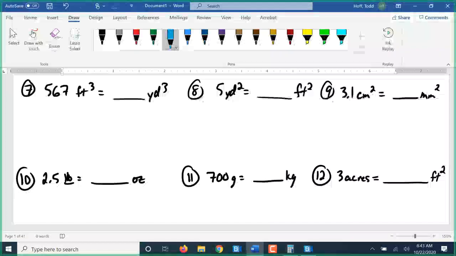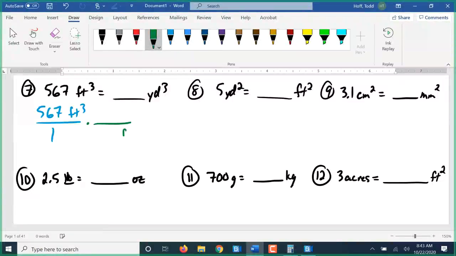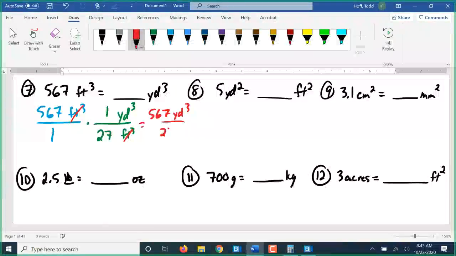Okay, let's take a peek here for the first one. 567 cubic feet. Put that over 1. Getting rid of the cubic feet, so we'll put it on bottom, going into cubic yards. Now 1 yard is 3 feet, but 1 cubic yard is 3 cubed. 3 times 3 times 3 is 27 cubic feet. So that cancels out. 567 times 1 cubic yard is 567 cubic yards over 1 times 27 is 27. 567 cubic yards divided by 27 is 21 cubic yards.